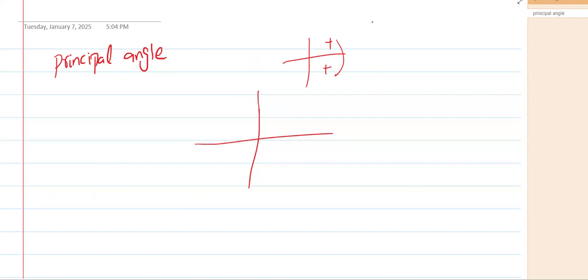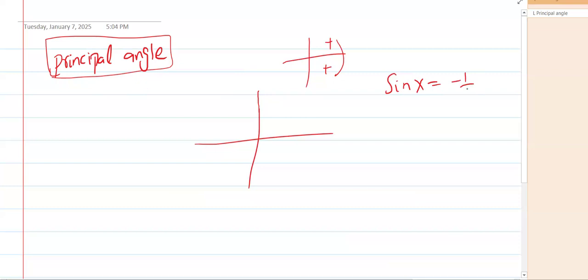Okay, we use the word principal angle. Actually, there is a lot of detail on that one. For this level, just remember that the principal angle is the angle that you take by taking the positive value only. For example, if you have sine x is equal to minus 1 over 2, or sine x is equal to 1 over 2, the principal angle for both will be the same.